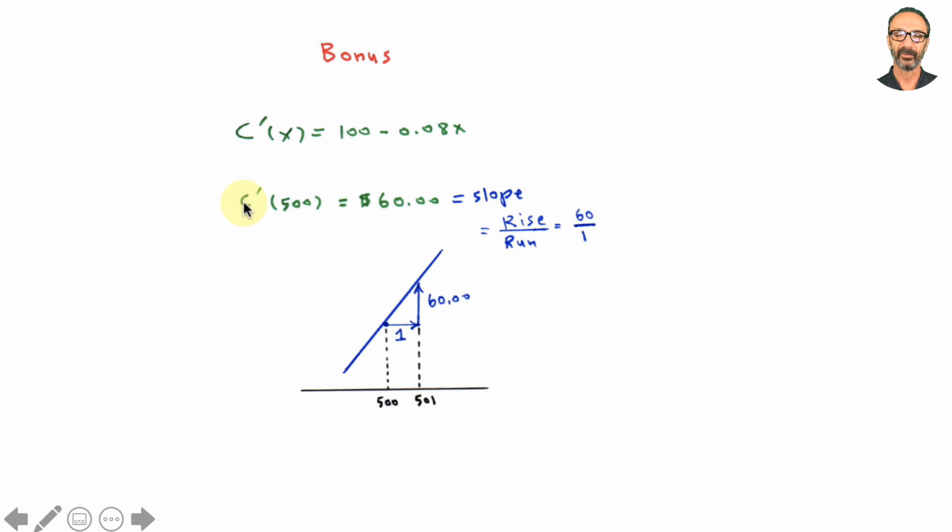So the marginal cost for the new item after 500, which means the 501st, is going to cost you $60. You plug it in the derivative. Why do you plug in the derivative? Well, to me it's so clear. Hopefully it's clear for you too, and you appreciate that.